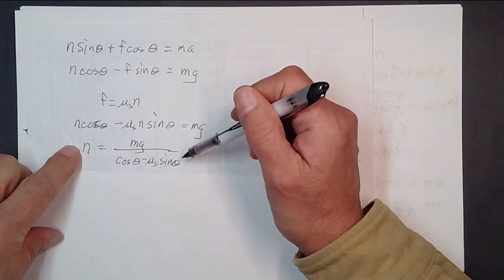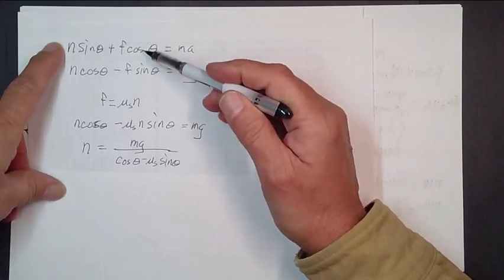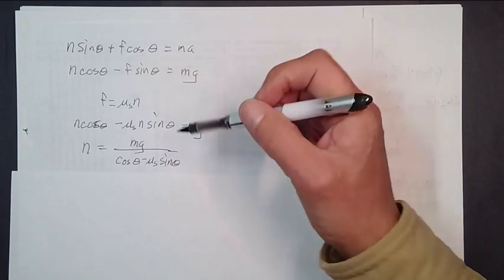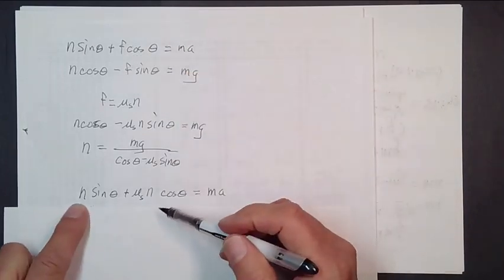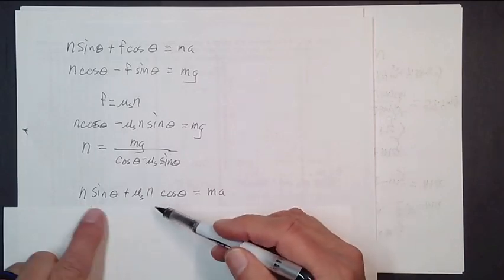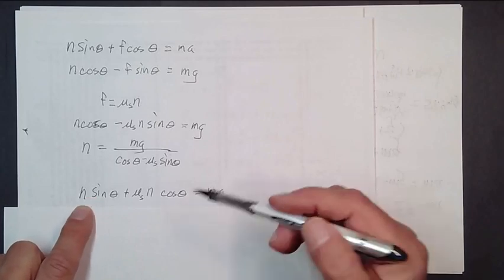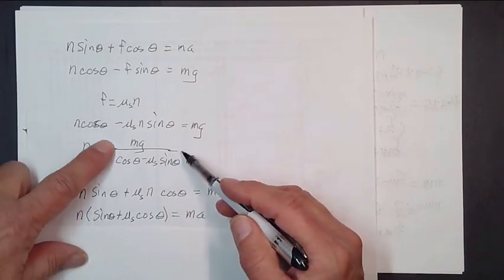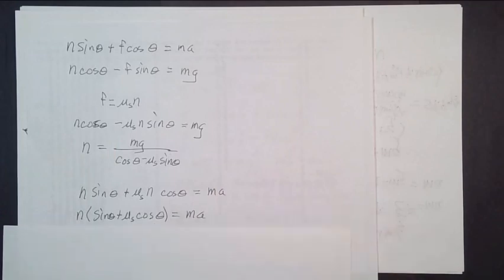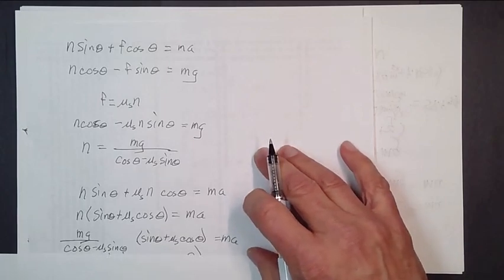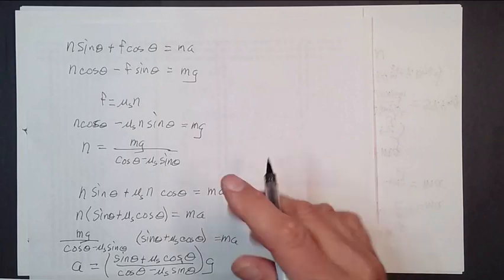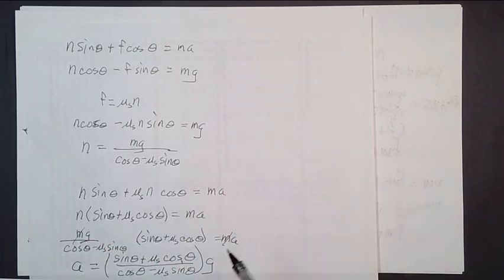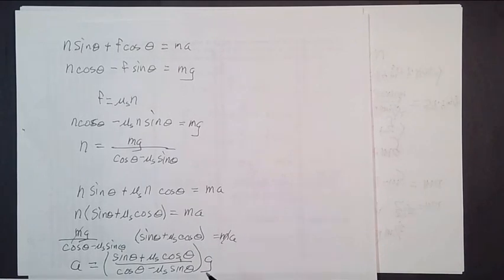Now I can take that expression for n and plug it into here. Again, I would replace the f with mu sub s n. So the first thing that happens is I replace f with mu sub s n. Then I can factor n out of these two terms on the left side and get that, and then take this expression for n and just plug it in right there. So it's just a bunch of algebra that I'm having to do here, and I end up with, I'm able to divide the m's out at this point because they show up proportional on both sides, and I get the acceleration in terms of g.